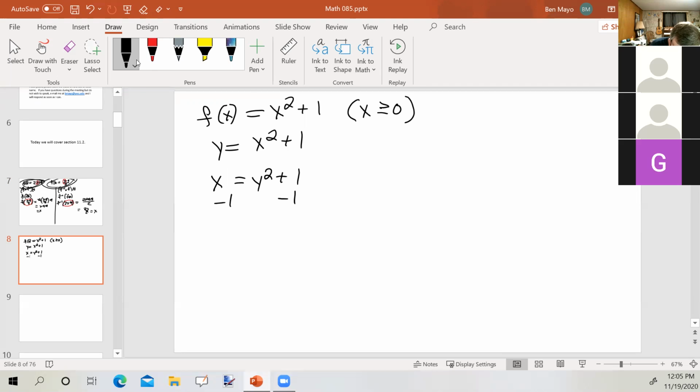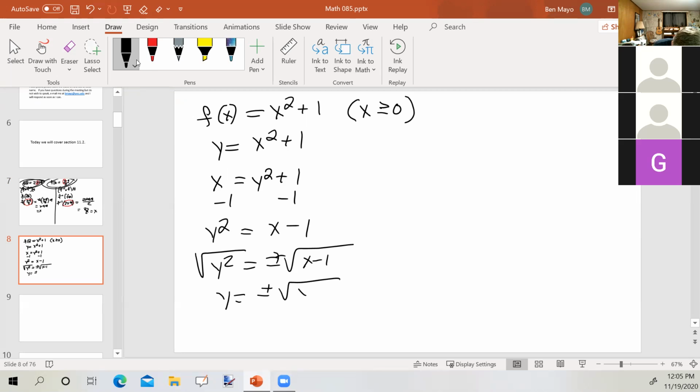Subtract 1 from both sides, and I'm going to get y squared equals x minus 1. Are you okay with that so far? Yes. So what would you do now to solve for y? Take the square root. Right. And then finally, change it into f inverse notation, okay?